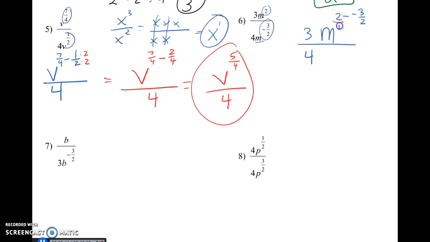I'm going to write 2 as 2 over 1 so I don't forget that I need to get common denominators. And then a negative times a negative is a positive. So if I get common denominators, I multiply top and bottom by 2. And I have 4 over 2. 4 over 2 plus 3 over 2, that's 7 over 2. So my answer here is going to be 3 times m to the power of 7 over 2 all over 4.